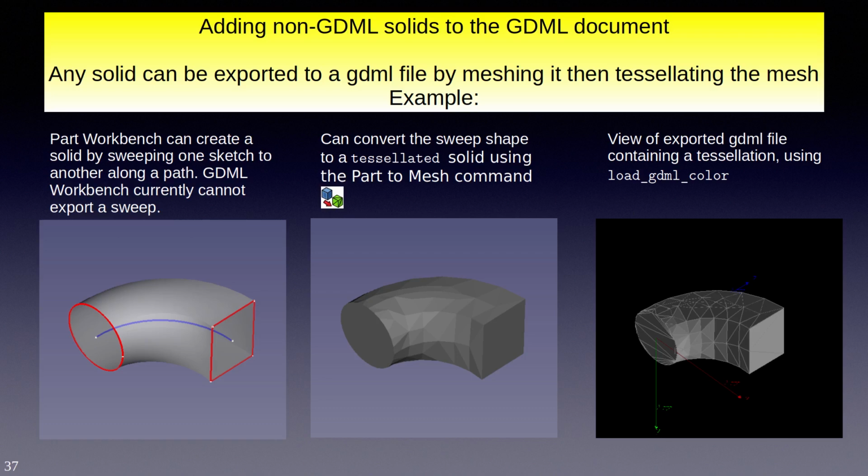The sweep shape can be converted to a tessellated solid using the part to mesh command in the GDML workbench or in the Mesh Design workbench. The result, as seen in FreeCAD, is shown in the middle, and a view of the exported GDML file containing the tessellation is shown on the right.